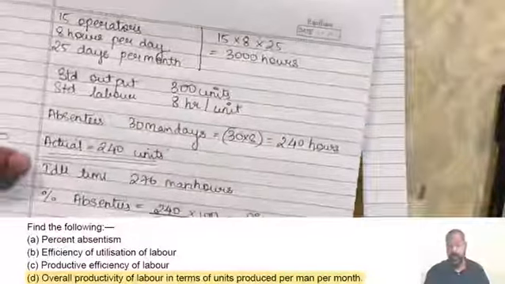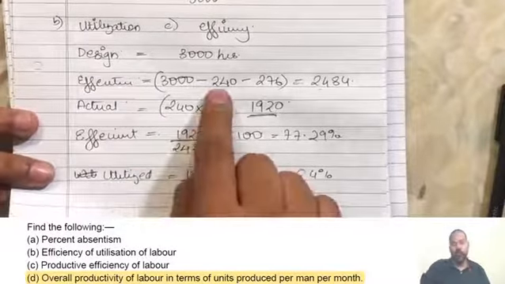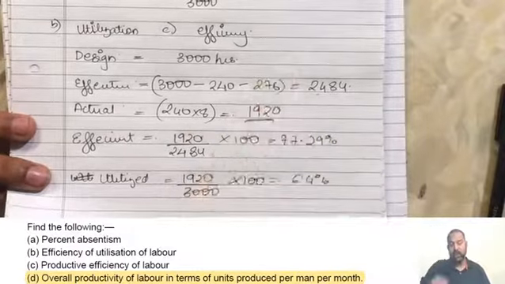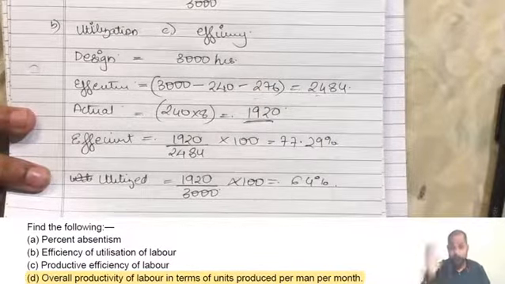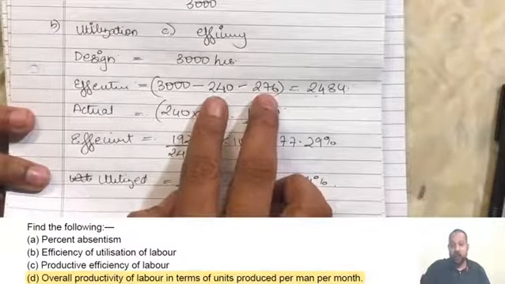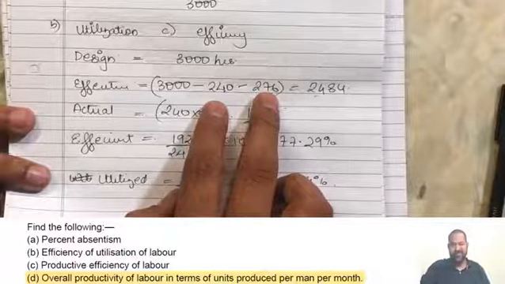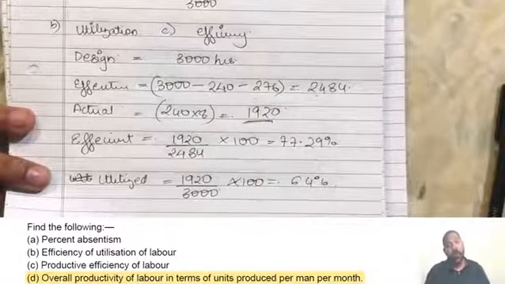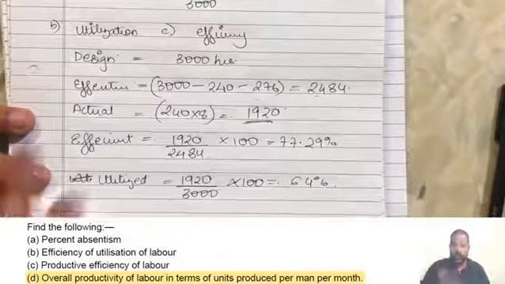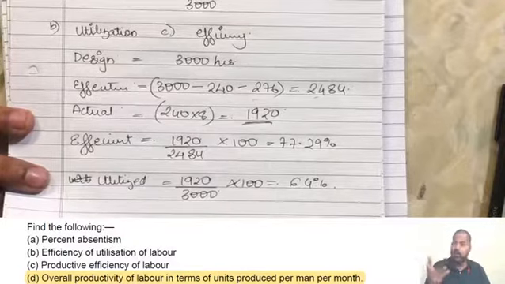Well, I have designed this plant for a total of 3,000 hours. But in those 3,000, I lose 240 hours due to absentees and I lose 276 due to idle. So I can't judge my workers for these total of, if I am correct, 516 hours. Why can't I judge them? Because it's not their fault they are not working. No, they are absent. They could be unwell. And they are idle because it could be my fault.